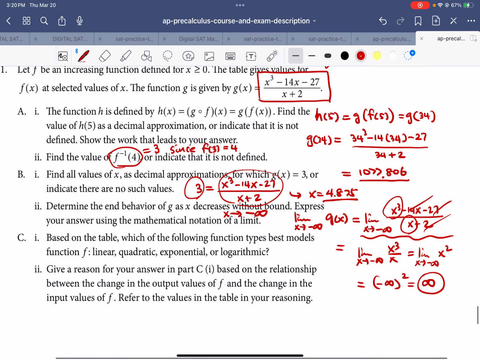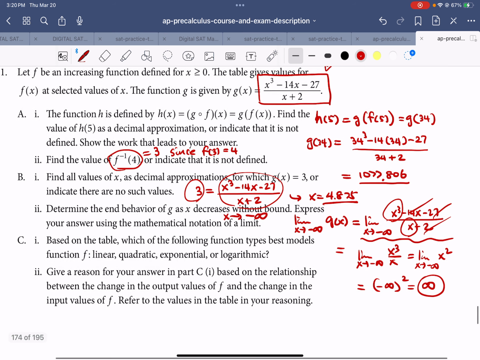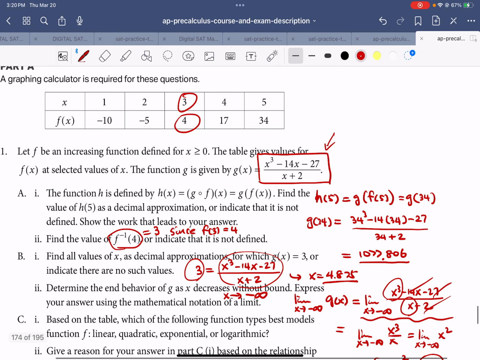Okay, let's move on. C, one, based on the table, which of the following function types best models function f: linear, quadratic, exponential, or logarithmic. Let's look at the table here. That's a table of selected values. Based on the table values, let's look at how much it increases here. You add 5, and here add 9. That already shows that it's not linear because it's not a common difference. And this one you add 13, and this one add 17.